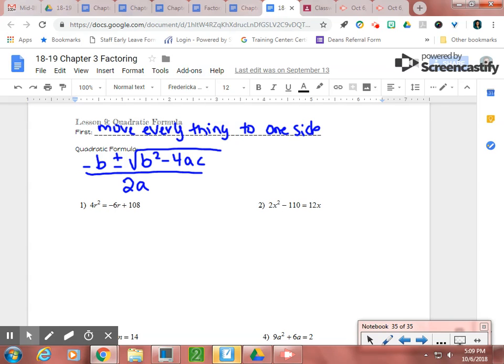There's lots of songs on YouTube that you can look up for this. You can sing it along to Pop Goes the Weasel. But this is a formula you want to memorize forever and always.